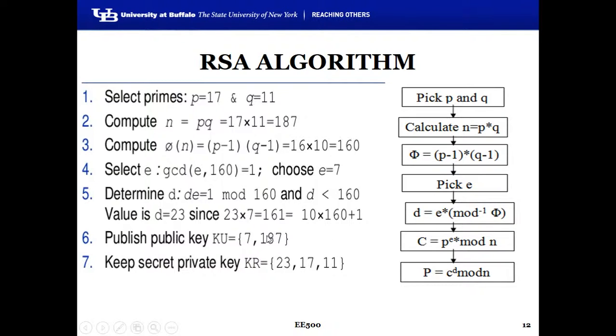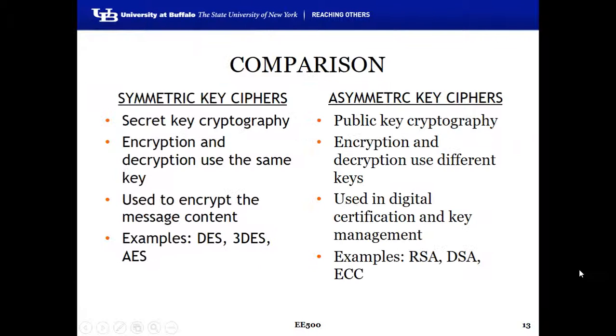Now, how do you calculate the ciphertext and the plain text? The ciphertext is given as plain text to the power of the encryption key, which is E, here in our case 7, mod n. This is what is going to give your ciphertext. For plain text, you will have ciphertext to the power of the decryption key or the private key, mod n. So this is basically a simple example of an RSA algorithm that we use for public key ciphers.